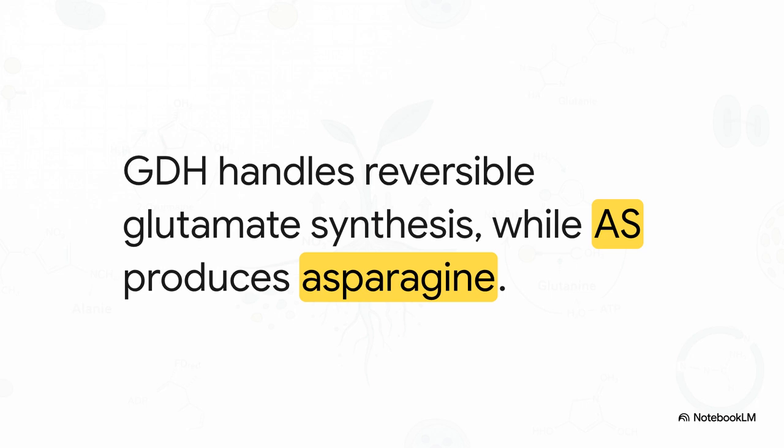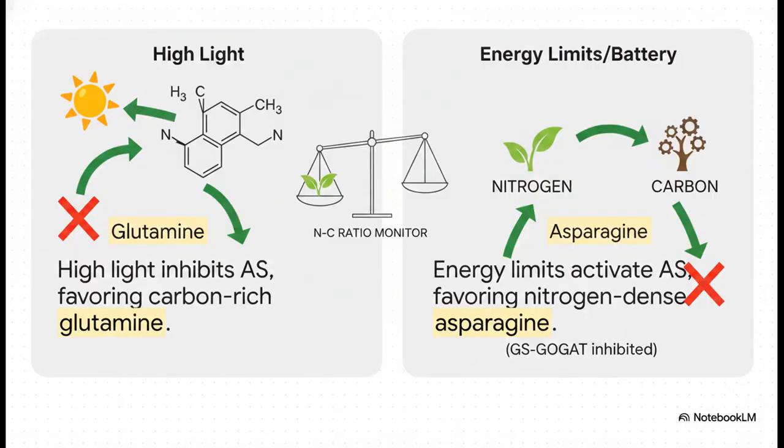There's also asparagine synthetase, or AS. This enzyme transfers the amide nitrogen from glutamine onto aspartate to produce asparagine and glutamate. You'll find AS working hard in the cytosol of leaves, roots, and especially in nitrogen-fixing nodules. Now, what's really interesting about this is how it reveals the plant's real-time decision-making skills. The plant constantly monitors its nitrogen to carbon ratio.